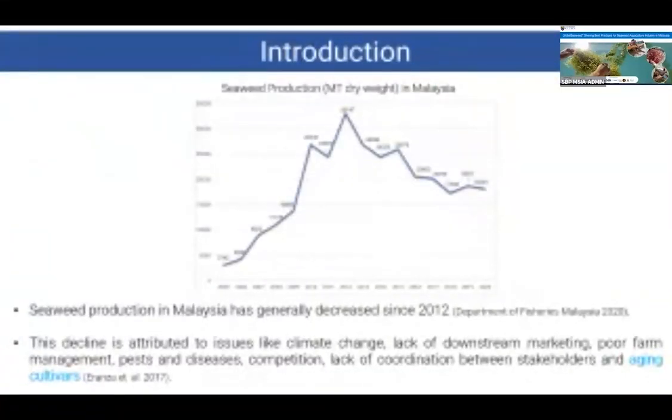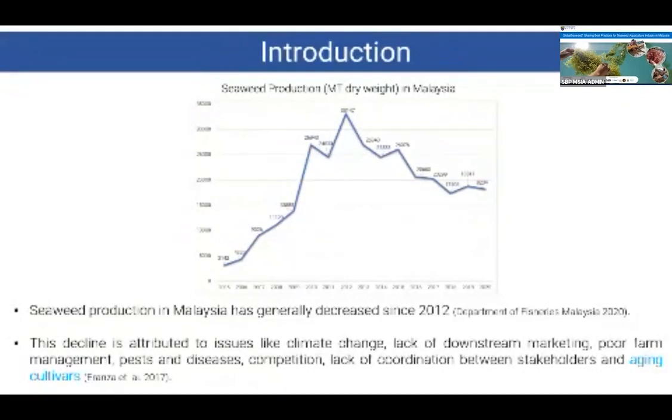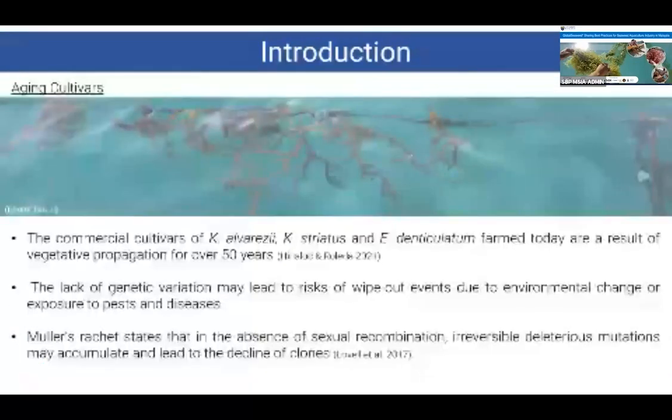Despite the commercial viability of eucheumatoid farming, seaweed production in Malaysia has unfortunately recorded a general decline since 2012, and this decline may be attributed to various factors including climate change, lack of downstream marketing, poor farm management, pests and diseases, competition, lack of coordination between stakeholders, and aging cultivars, which we will talk about today. The commercial eucheumatoid cultivars of today are the same as those introduced since the 1970s.